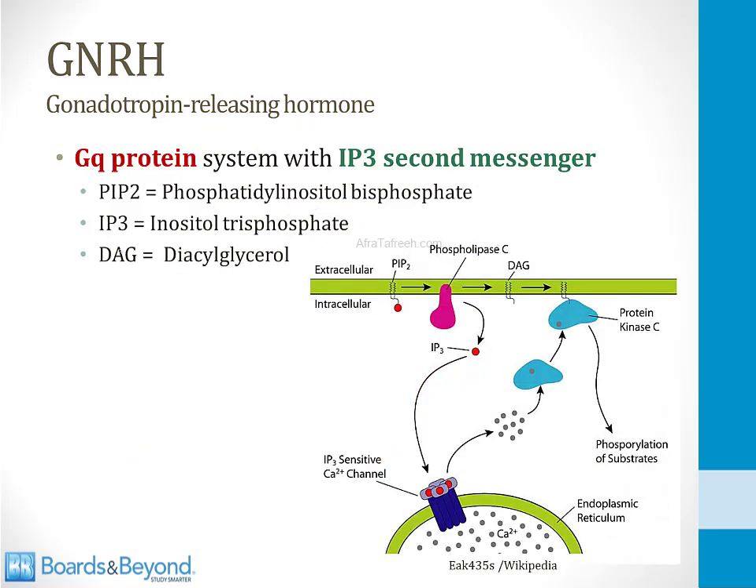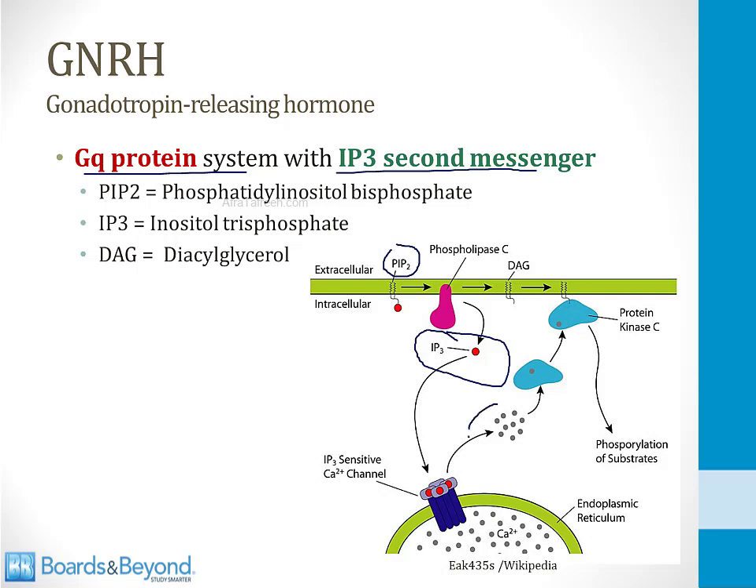pituitary. When GnRH reaches the pituitary gland, it stimulates the release of FSH and LH via a GQ protein system with an IP3 second messenger. The way these systems work is shown on the screen here. PIP2, which is phosphatidylinositol bisphosphate, is found in the membrane. When the GQ protein system is activated, PIP2 is converted to IP3, which is inositol triphosphate.